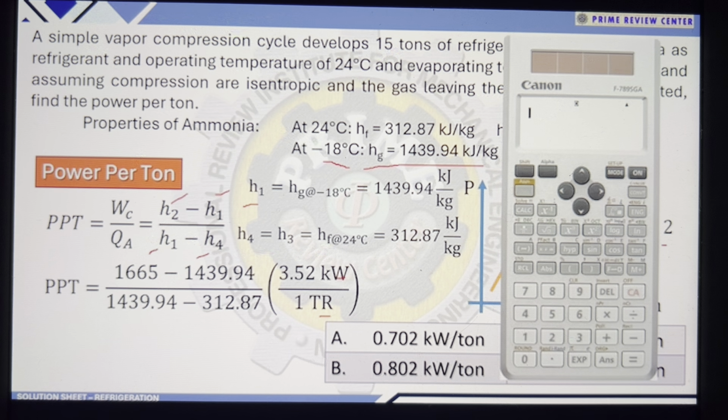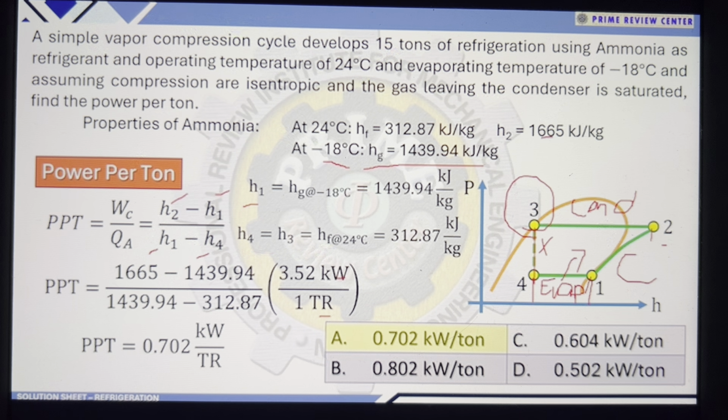We can now get the answer by simply substituting the values. So 1665, you just put in our enthalpies, and once the enthalpies are in, basically all you do is convert. In a refrigeration system, especially when the enthalpies are given in the problem, you no longer need the table. That will basically simplify our problem. So we get 0.702 kilowatt per ton. So that is our letter A.